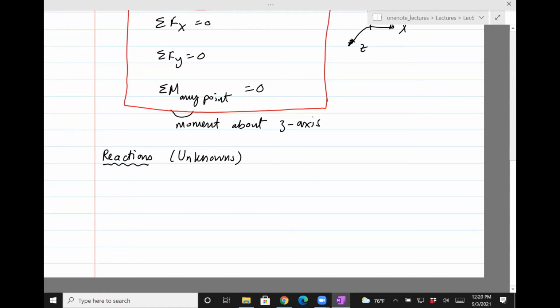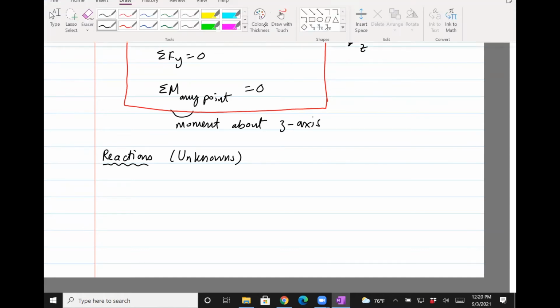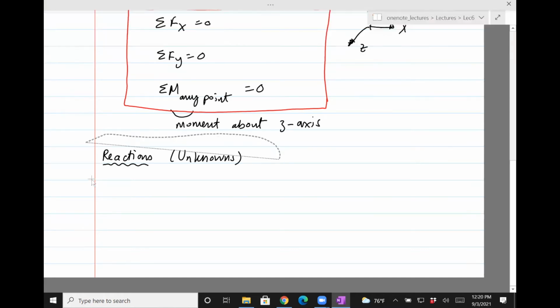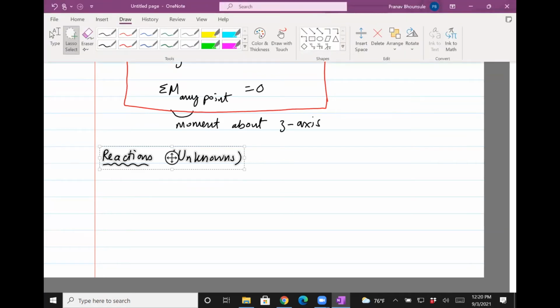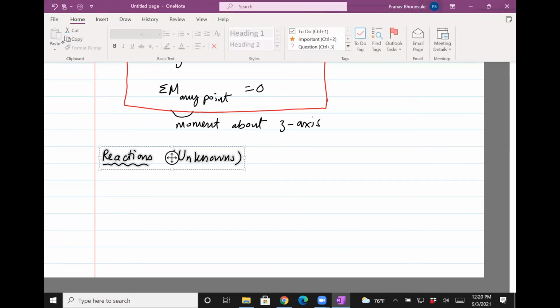So I will show you a few systems or machine elements whose reaction forces you ought to know or remember, so that you can use that to find the unknowns.